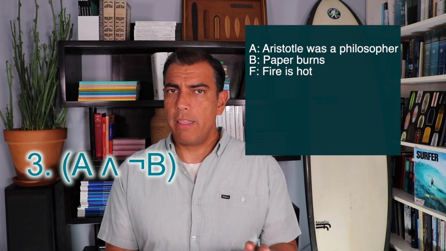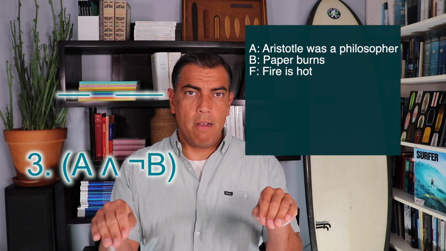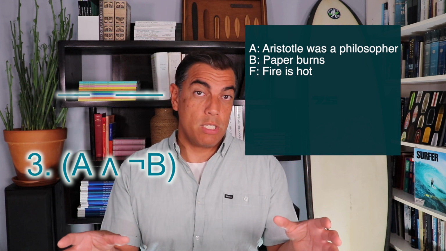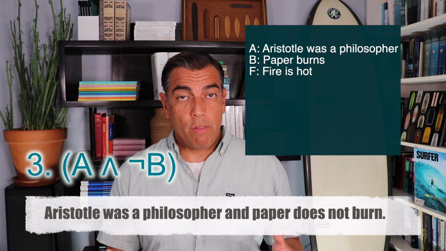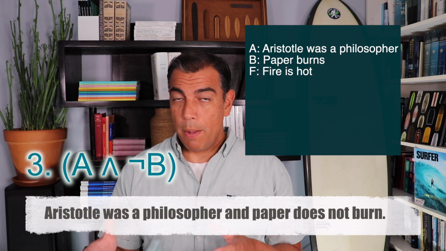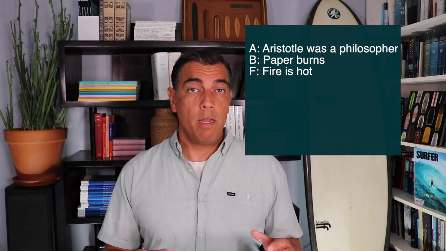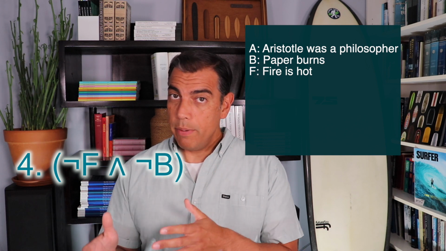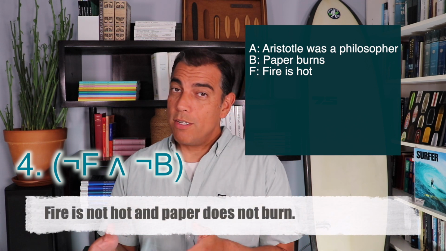You can almost look at these things as like you have blanks on either side of the symbol and you fill those in with your different propositions. So looking at this, we get something like Aristotle was a philosopher and it's not the case that paper burns, or Aristotle was a philosopher and paper doesn't burn, or something like that. Number 4, we get the parentheses not F and not B. That's something like fire is not hot and paper does not burn.